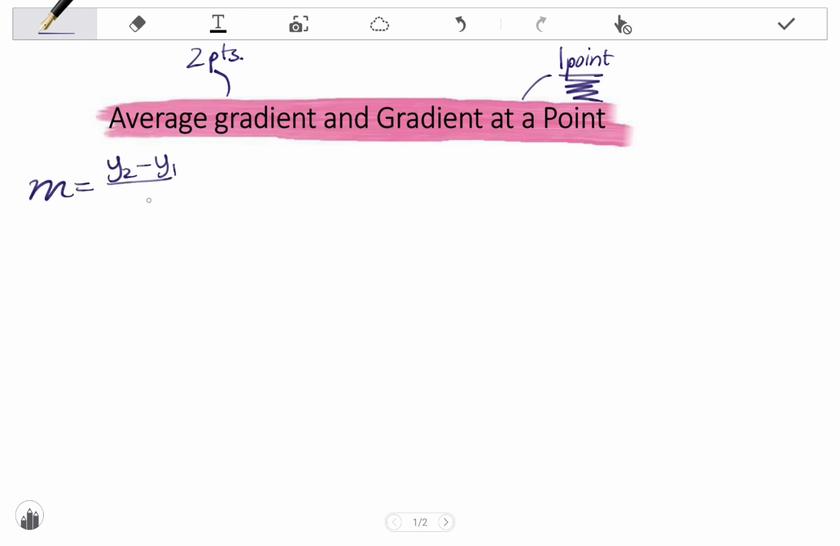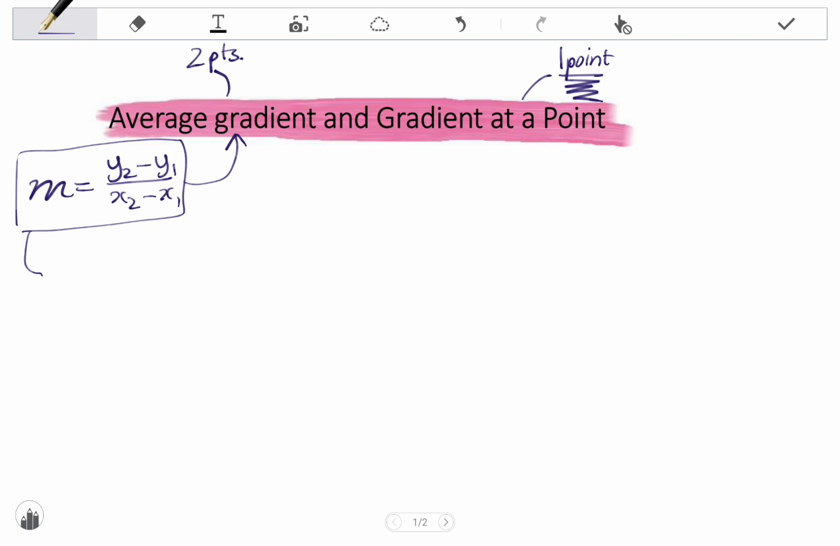Okay. So up until now, we have worked with gradient and using the formula m equals y2 minus y1 over x2 minus x1. Now this is the formula for average gradient. And to calculate the gradient using this formula, we've always needed 2 points. Now, this formula also gives us the gradient of a straight line. And we know that the gradient of a straight line is constant.